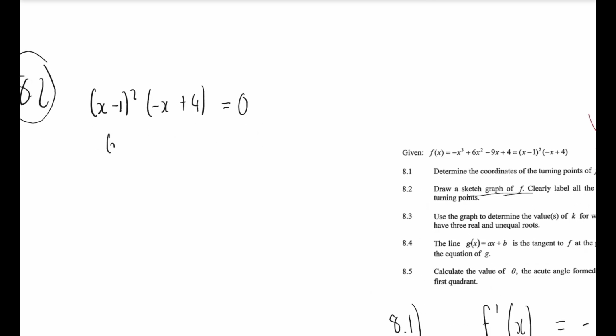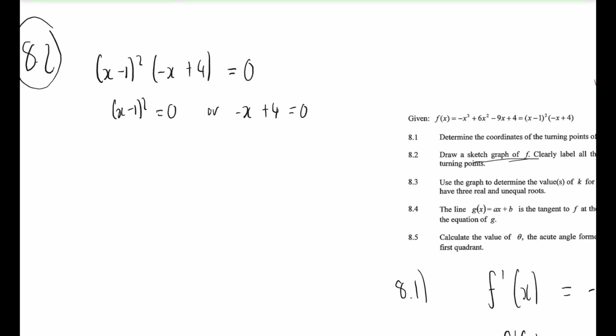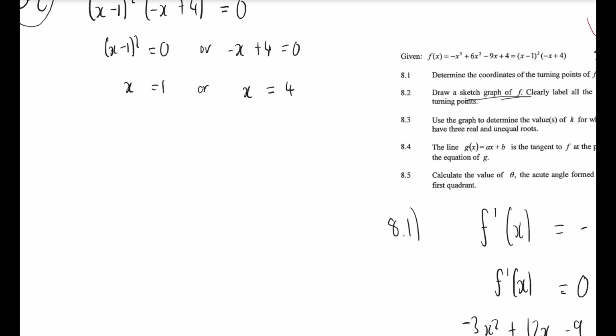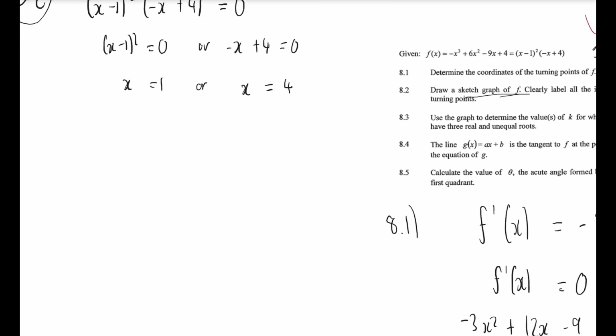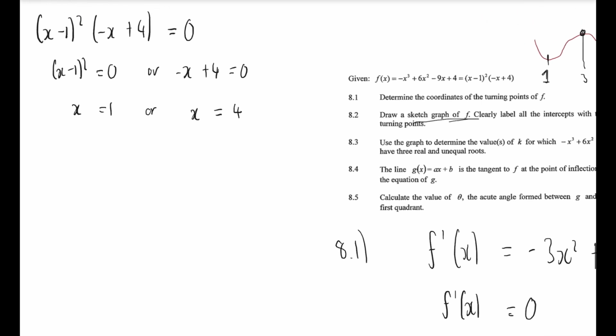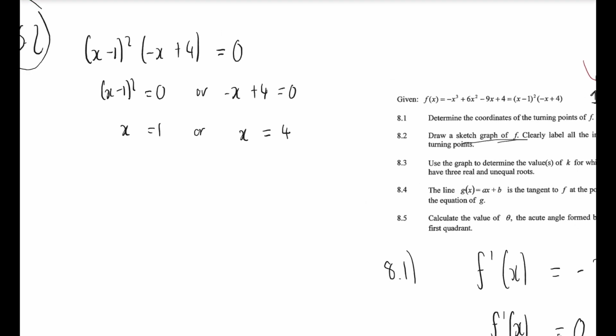So you're going to get (x minus 1) all squared must be equal to 0, or negative x plus 4 must be equal to 0, which means that your x must be equal to 1, or your x must be equal to 4, because that one, when it goes to that side, becomes a negative. You divide by negative on both sides, then you're going to be left with positive 4. And then now as we continue, we're looking for the y-intercept now. Now we know that our x-intercepts are x equals 1 and x equals 4.